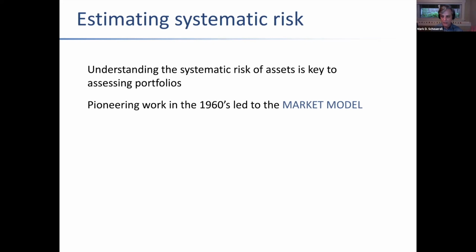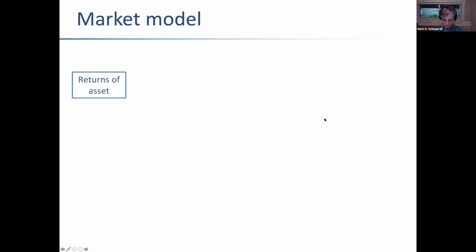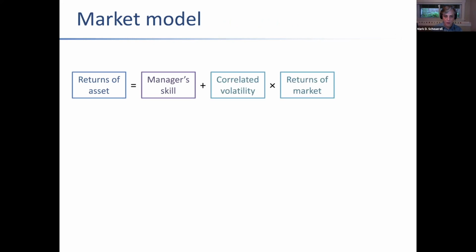And way back in the 1960s, there were several economists who were sitting around thinking about this, and they came up with something called the market model. And the market model is really pretty straightforward. It just basically says the returns of an asset are a function of the manager's skill. So imagine we're buying like mutual funds here. And it's also a function of what's called the correlated volatility and the returns of the market itself.